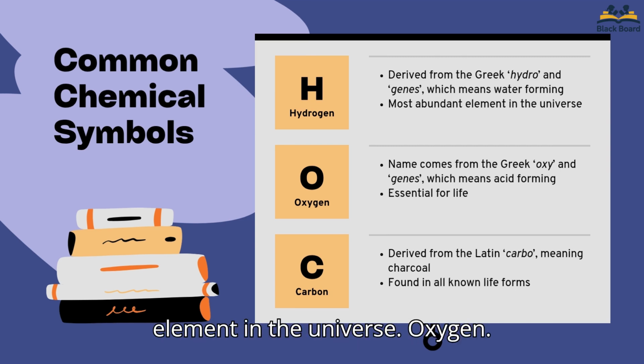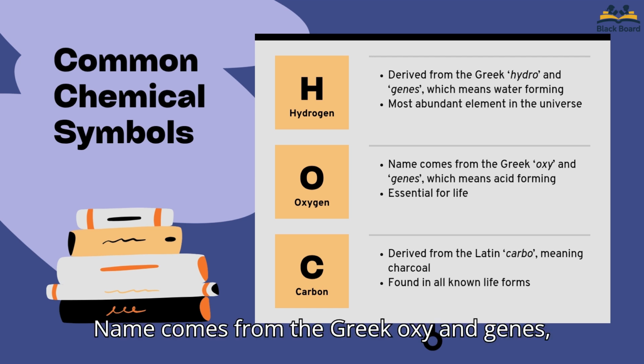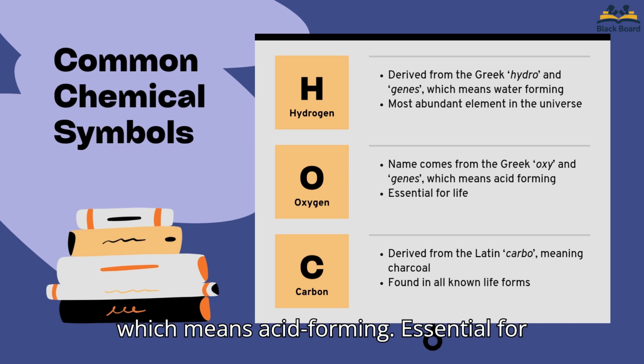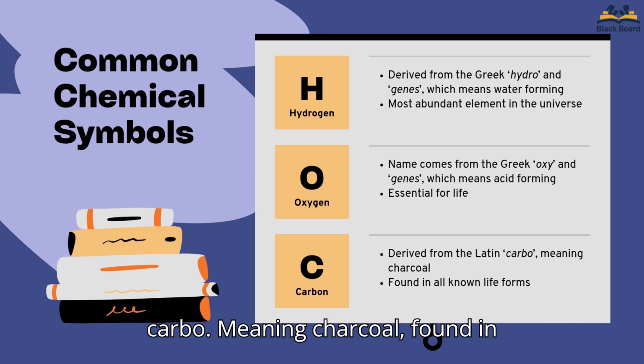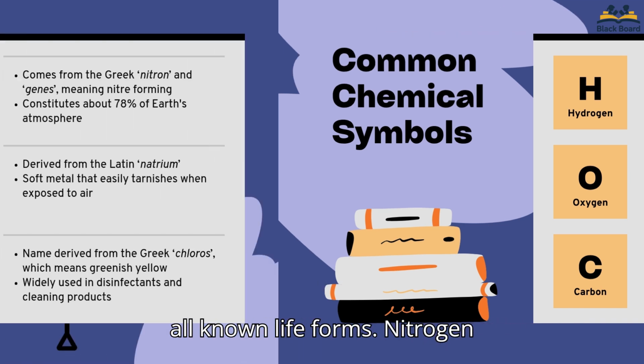Common chemical symbols. Hydrogen, derived from the Greek hydro and genes, which means water forming. Most abundant element in the universe. Oxygen. Name comes from the Greek oxy and genes, which means acid forming. Essential for life. Carbon, derived from the Latin carbo, meaning charcoal. Found in all known life forms.